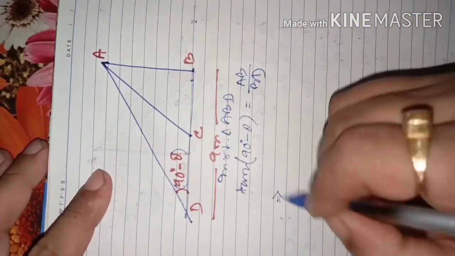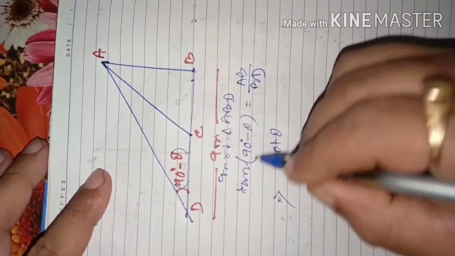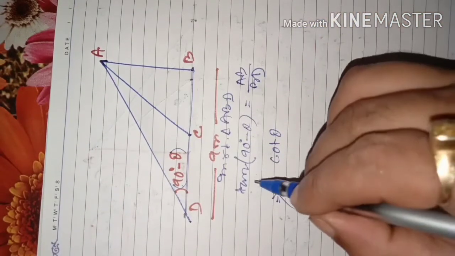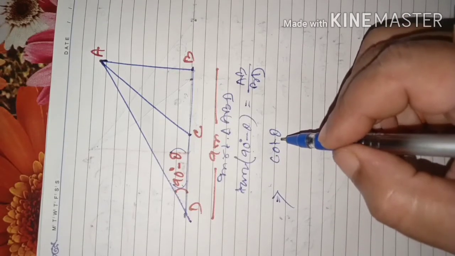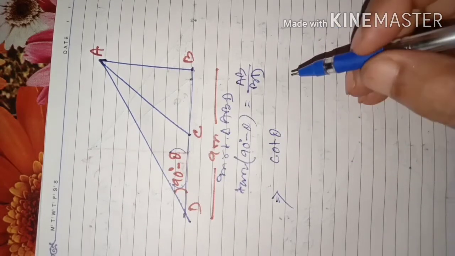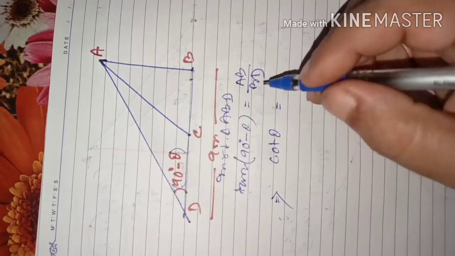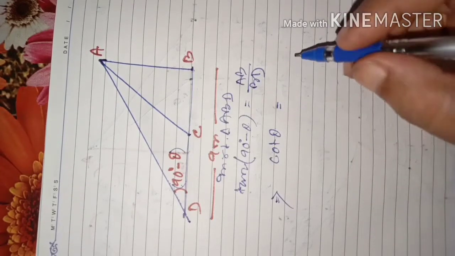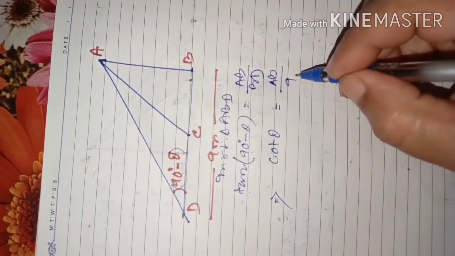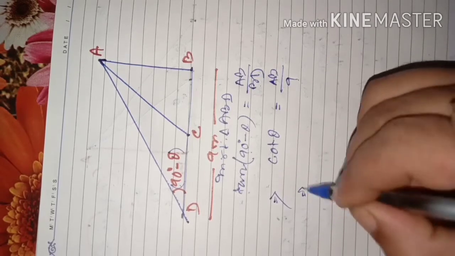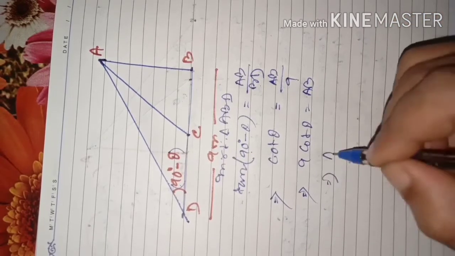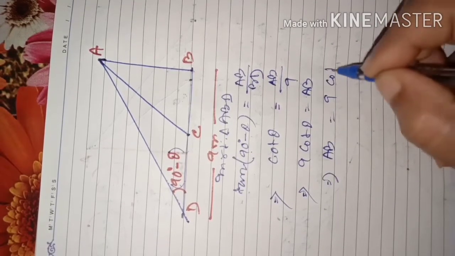So tan 90 minus theta is cot theta. You know this, no? These are trigonometric ratios of complementary angles. Sin 90 minus theta is cos theta, tan 90 minus theta is cot theta, sec 90 minus theta is cosec theta. Remember this, okay? BD's length is 9 meters, given. So 9 cot theta is equal to AB. This is also an expression of AB. AB is 9 cot theta.